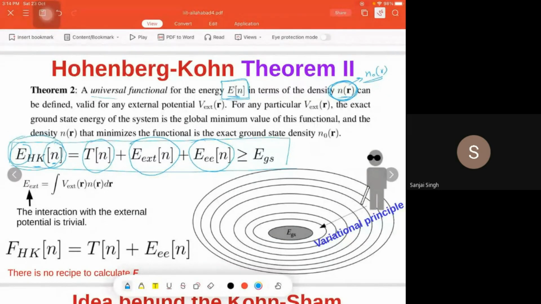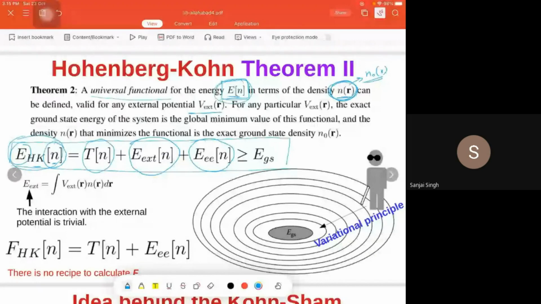A universal functional for the energy in terms of density can be defined for a given V external. If you change the V external, it means you are talking about some other, different material. So for a fixed material, your V external is fixed. For a given system, there exists a unique functional which can be minimized using the ground state charge density.